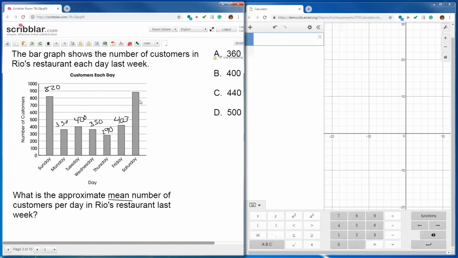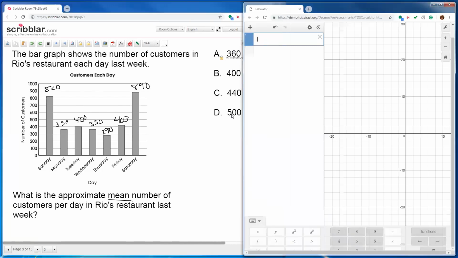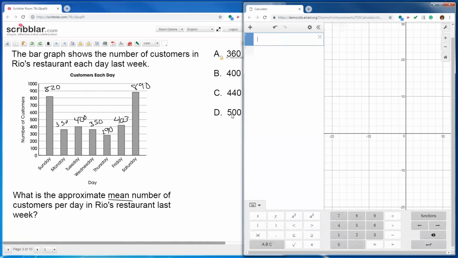And how about Saturday? 890, maybe. Okay. So since we're estimating, the answer we get may not match these answers exactly. Sorry, I ran out of room, so it's not showing the answer choices completely, but it'll be pretty close. So we type in, we have 820 plus 350, and I'm just using the keyboard because it's a little quicker than clicking.